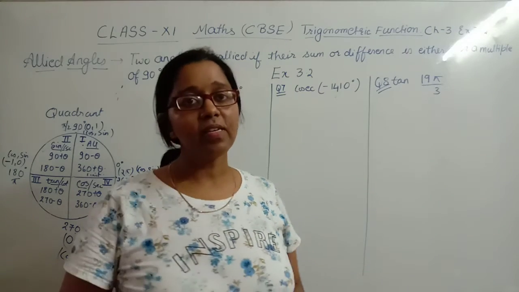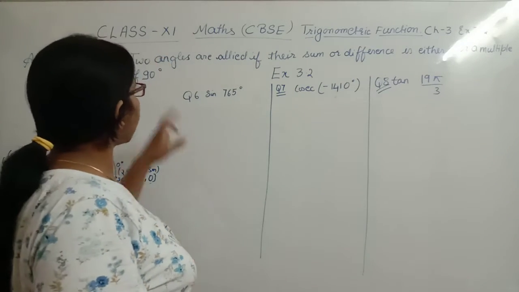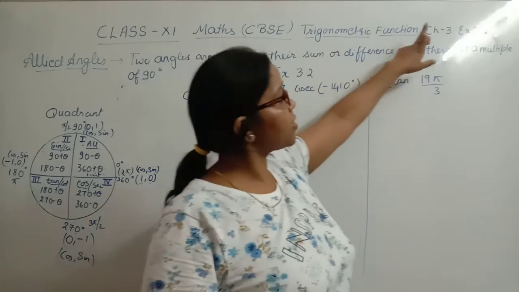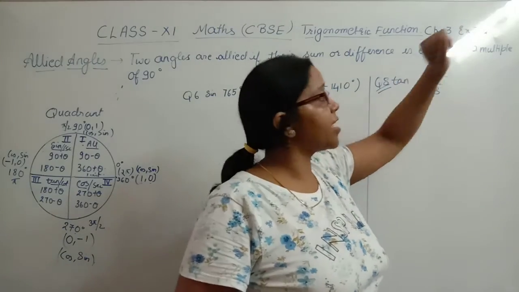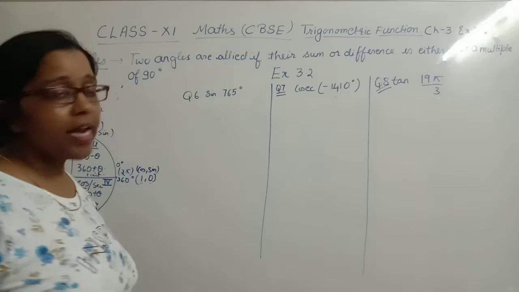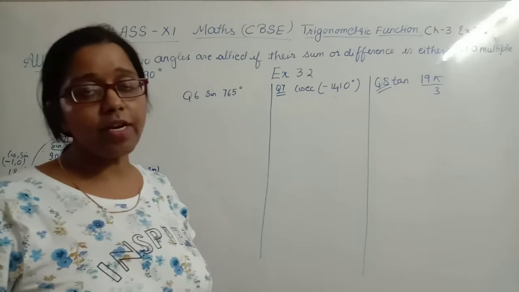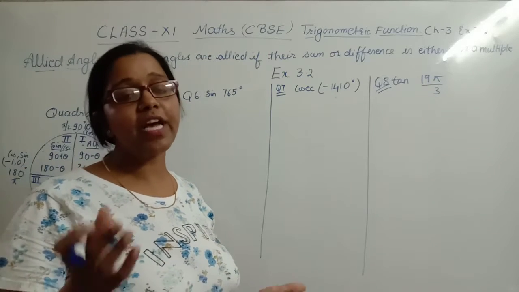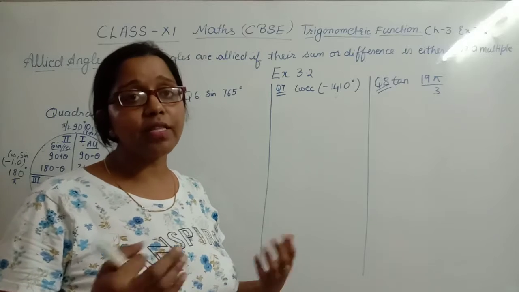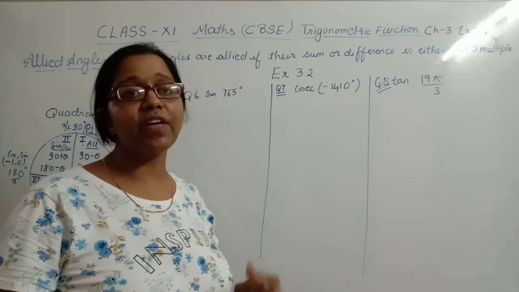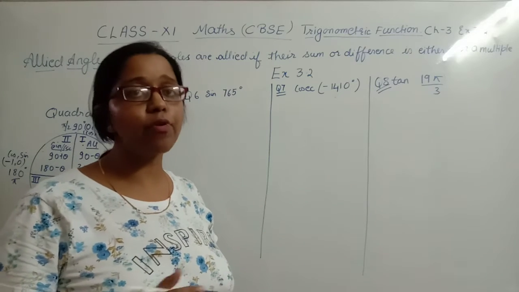Hi everyone. Today we will study class 11th maths trigonometric function, that is chapter number 3, exercise 3.2. In the last video we had studied question number 1 and 2, in which we had studied how to find the other trigonometric ratios values when one ratio value is given for a particular quadrant.